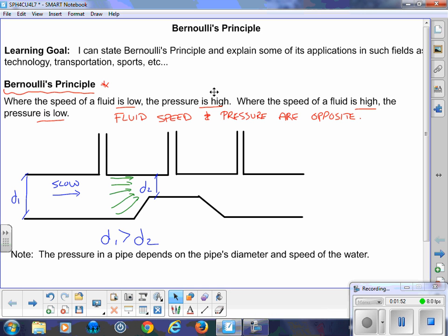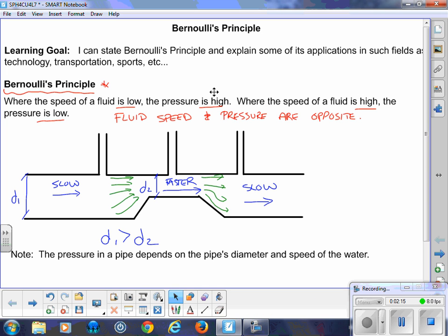So the only way for flow to maintain or have a steady flow rate, okay, so you have the same amount of water going through the system, is that the water is going to have to travel much faster in this section to get through. So then the water will spread out, allowing it to slow down again.